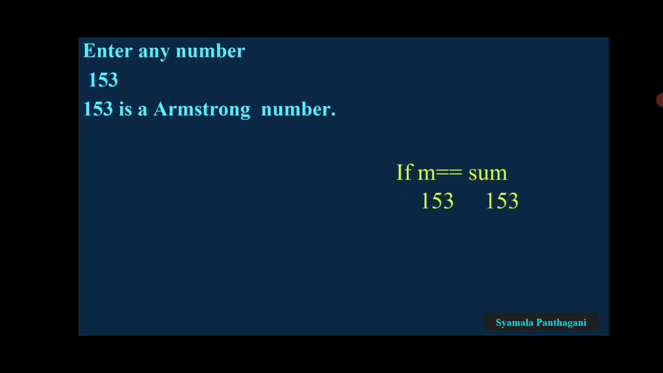Finally, the next statement is if m is equal to sum. What is the value in the m? At the first, we have initialized this m with n. That's why the value of m is 153 and the last value of sum is 153. These two are equal, no? That's why the compiler executes 153 is an Armstrong number.